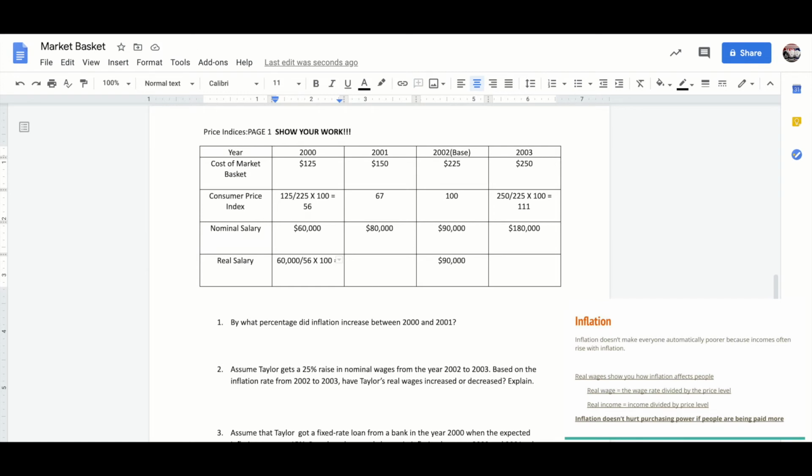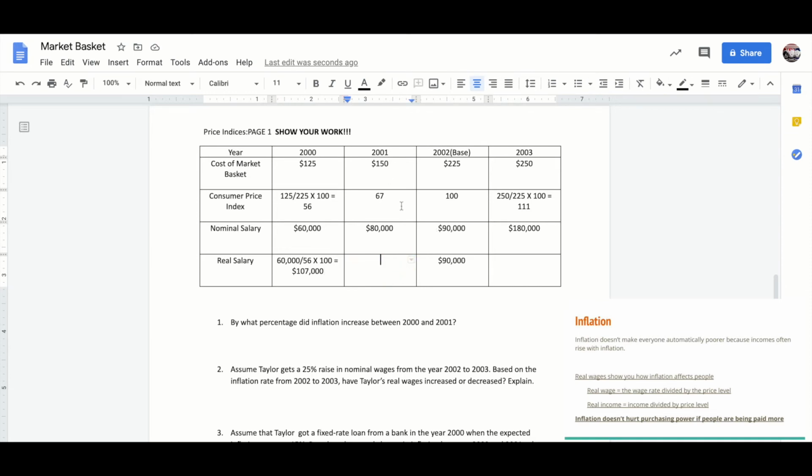Oops, I did the wrong number. 60,000 divided by 56 times 100 comes out to $107,000. I'm just going to round up there. So, based on how much prices changed between the year 2000 and the year 2002, making $60,000 in the year 2000 was the equivalent of making $107,000 in the year 2002.